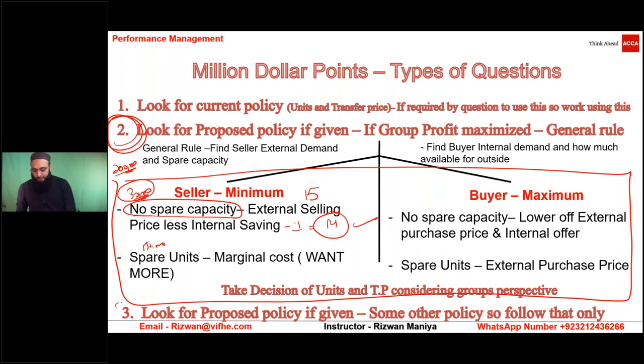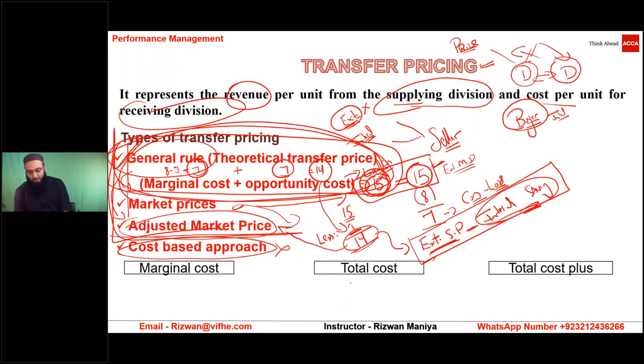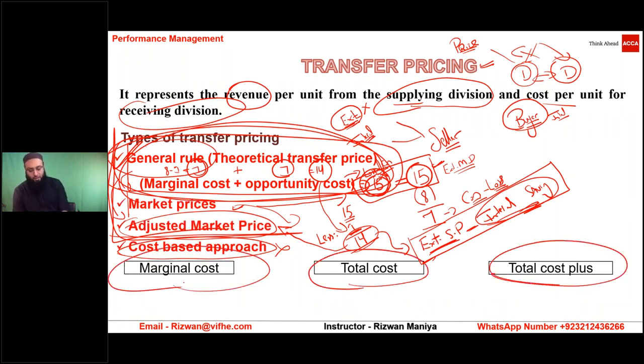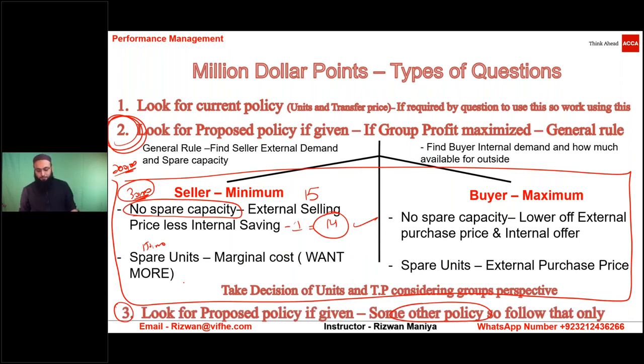The last thing, the third type, is if some other policy is given other than group profit maximization. If they say some other policy, like they need to work out on the basis of total cost, cost plus profit or marginal cost, that's the other policy that will be given to you. If the group profit maximized wording is not used, and some other policy is given, for example, work out transfer price based on marginal cost plus 30% profit, full cost plus 20% profit, just use that policy, whatever it is given, and work out the transfer price. So look for if some other policy is given, and follow that only.